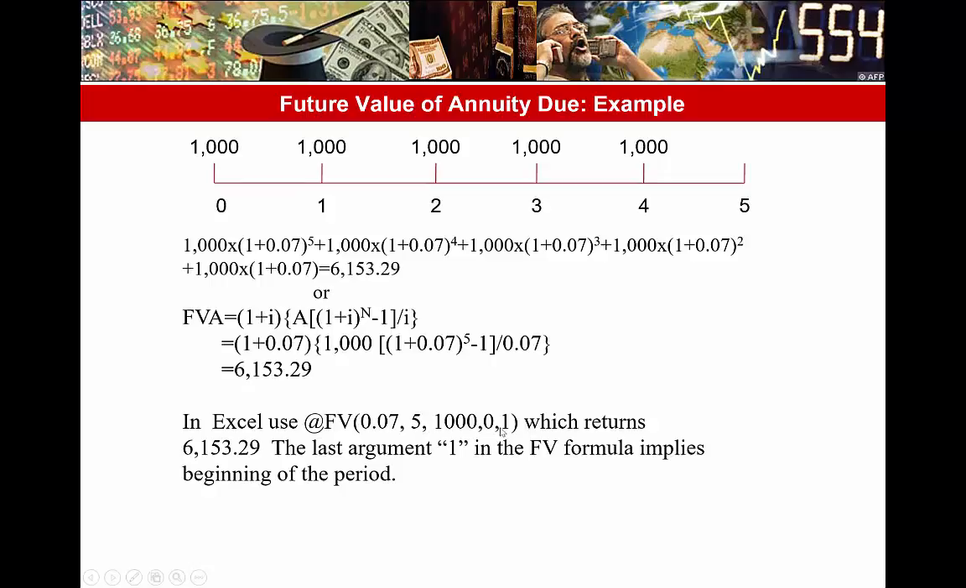And the next term, which is the present value, we input 0 there. And the last term defines the type of annuity. In this case, it is an annuity due, so we use the logical argument 1 to indicate that the cash flow comes at the beginning of the period. So this produces 6,153.29, as in the other methods that we had.